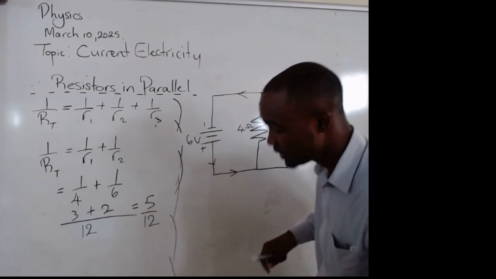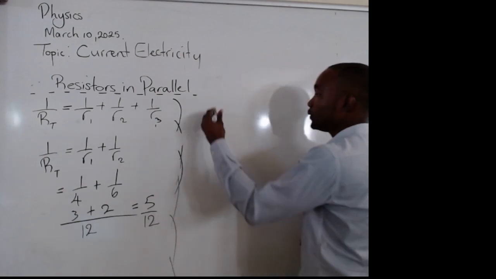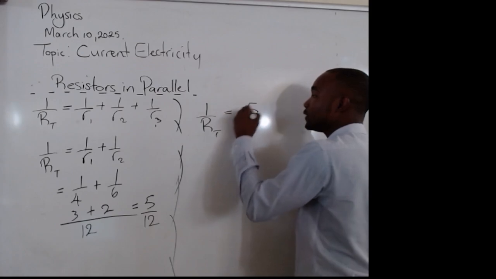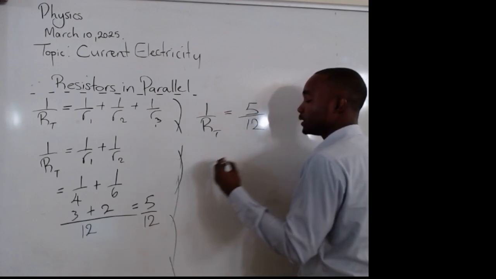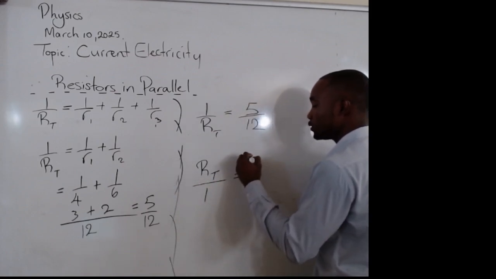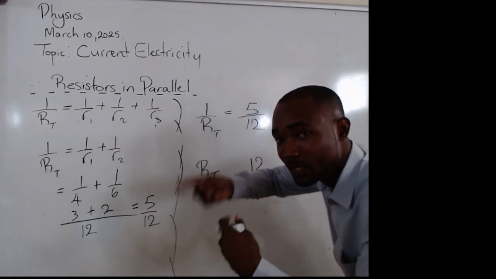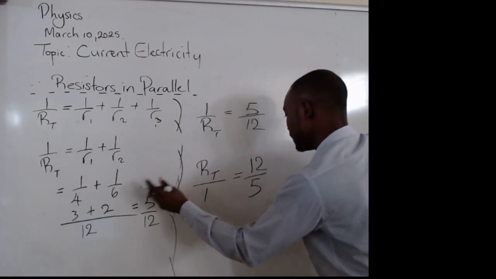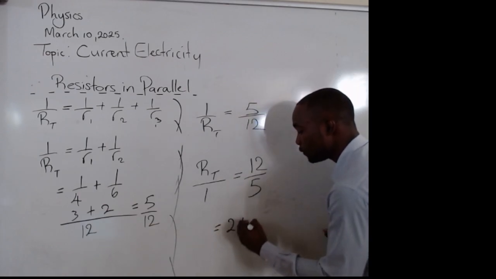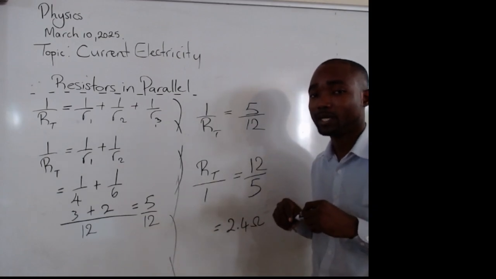If 1 over RT is 5 over 12, let's write that. So continuing, 1 over RT, we just calculated that to be 5 over 12. It only means that RT over 1 must be equal to 12 over 5. And this is what we want. So you always reciprocate when you reach right here. 12 over 5 will give us something like 2.4 ohms. And that's all you need to know to pass your exam.